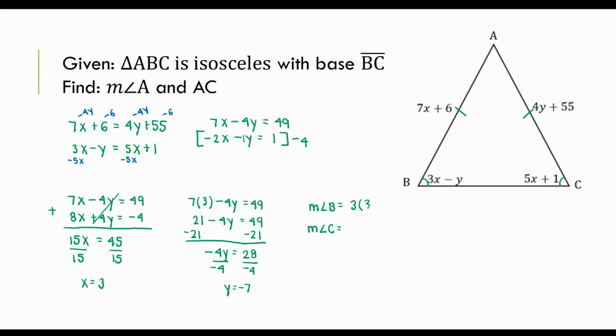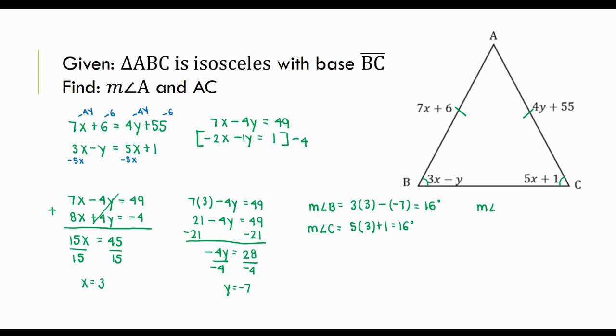So angle B, we're going to have 3 times 3 minus negative 7. Well, 3 times 3 is 9. When I subtract a negative, it's going to turn to addition. So that's going to give me a 16-degree angle. And so that's also going to be the answer over here. It's going to be 5 times 3, which is 15. When I add 1, I get 16.